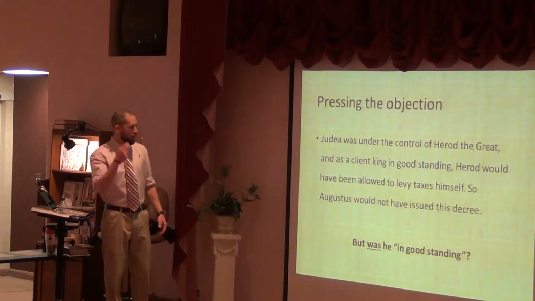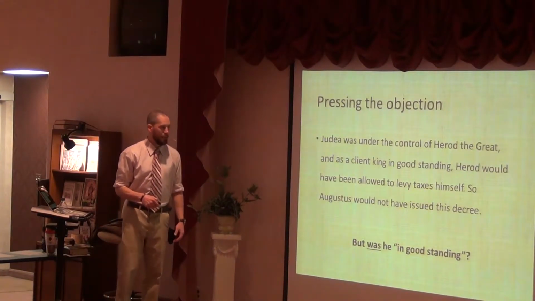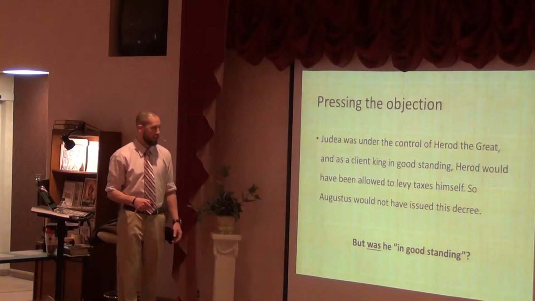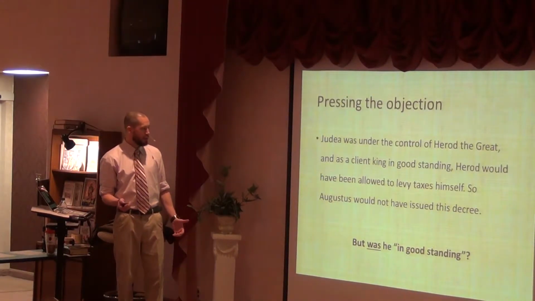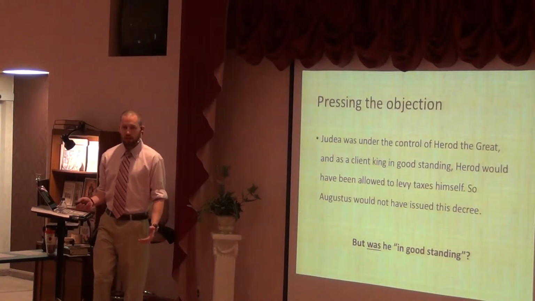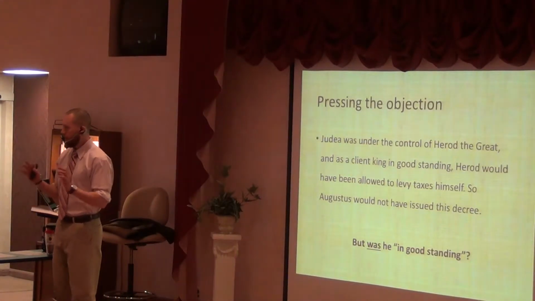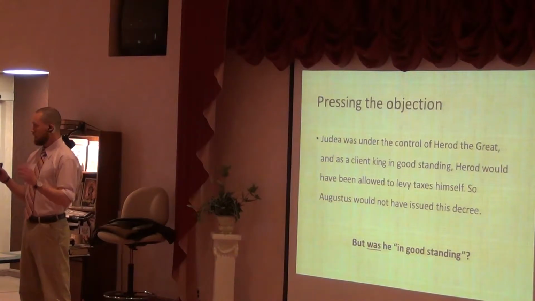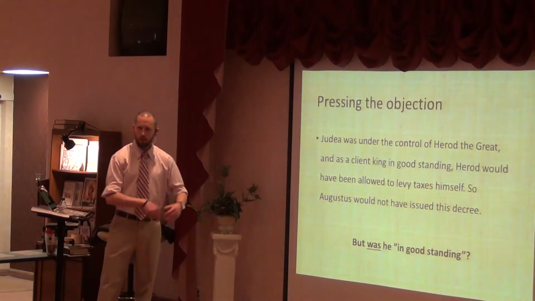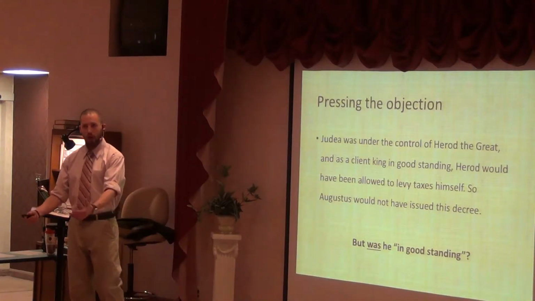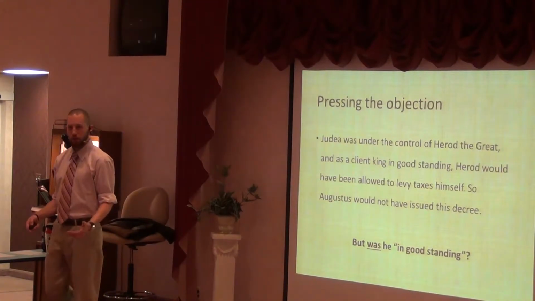Judea was under the control of Herod the Great during this time. He was a client king in good standing with Caesar. So Herod would have been allowed to levy taxes himself. So Augustus would not have issued this decree. That's what's going to be argued. Hey, look, Herod was in charge. He's in good standing. Since he's in good standing, Caesar's not going to step in. Caesar's going to go, that's your control. I got other things going on. There's a reason why I appointed you over that. I don't need to micromanage, right?